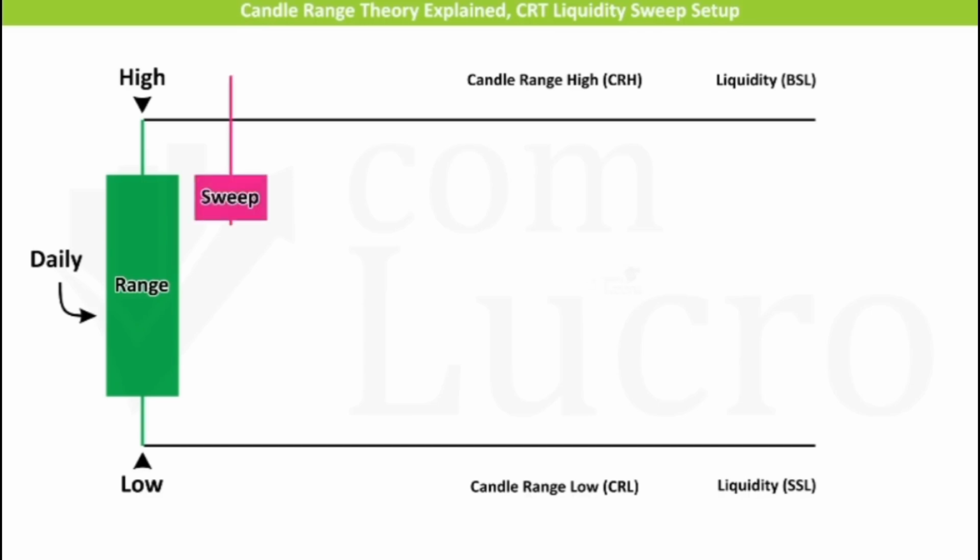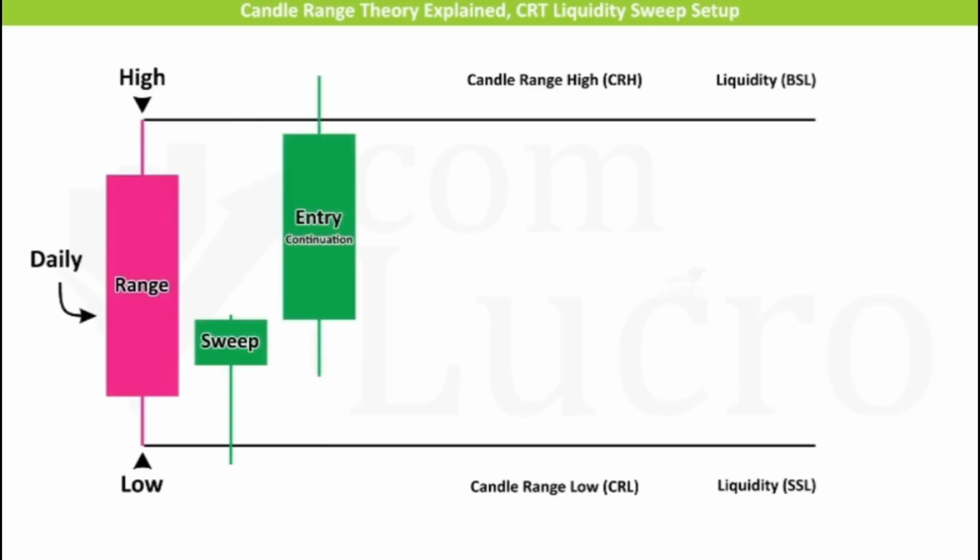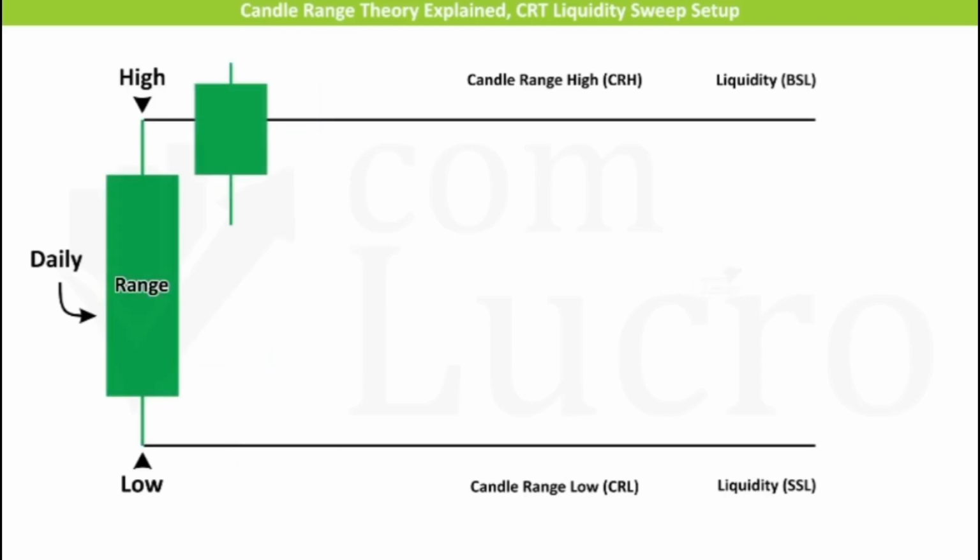There is one important condition. If the second candle closes decisively outside the range, for example above the CRH, the CRT setup becomes invalid. In that situation, the market is expanding rather than rejecting the range. However, if price fails to close above the CRH and instead returns inside the range, we then monitor the third candle for a potential short opportunity. The candle range low becomes the logical target.